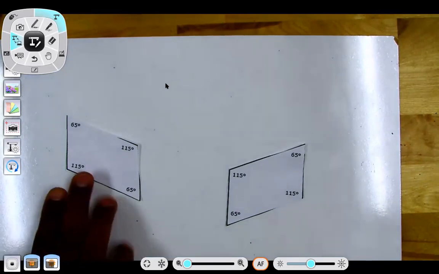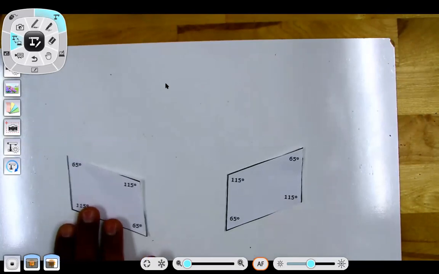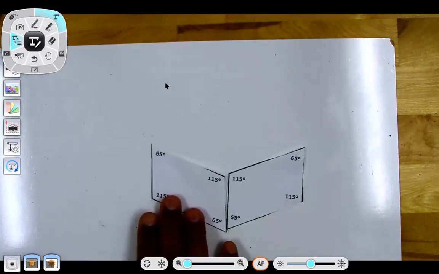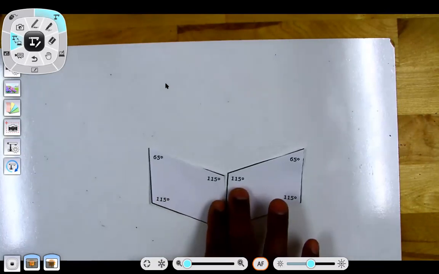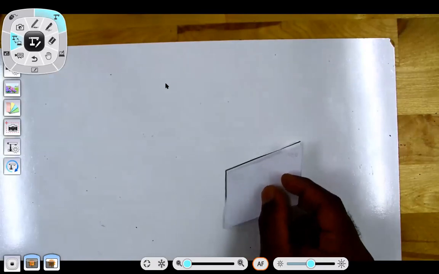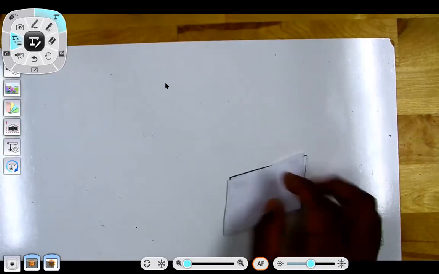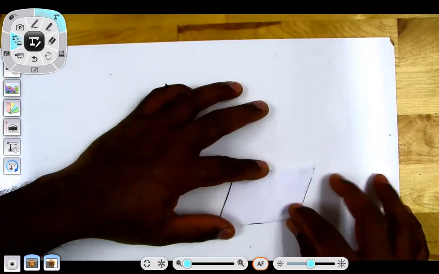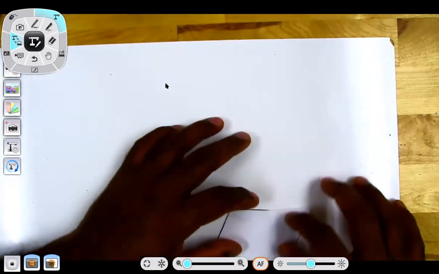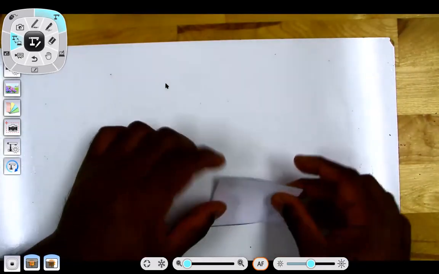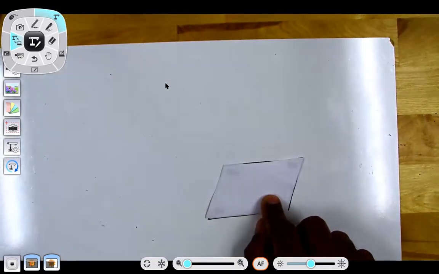So I'm just going to move it down and move it to the right. If I need to tilt it a little bit, I tilt it and flip it over, which is a reflection. And it fits on top of it exactly the same. Therefore, these two are congruent.